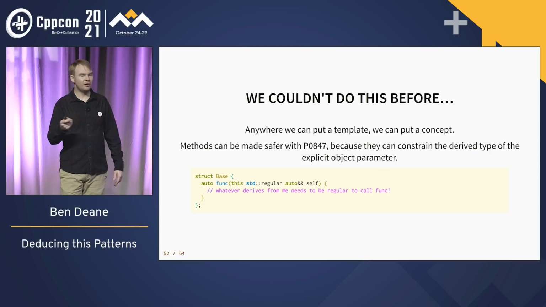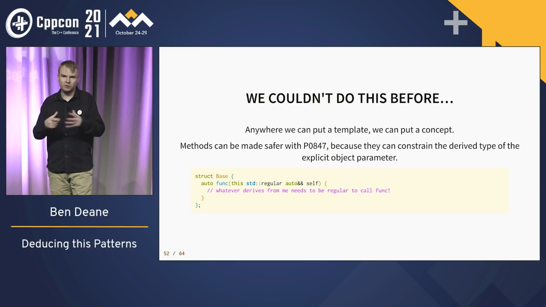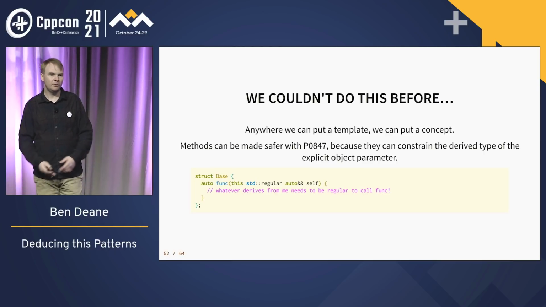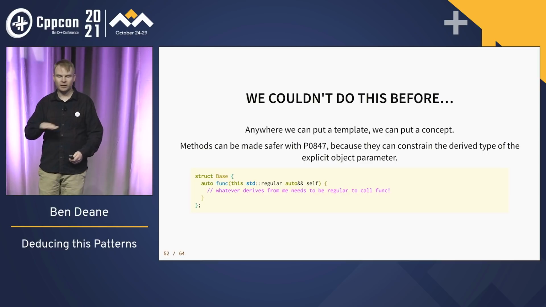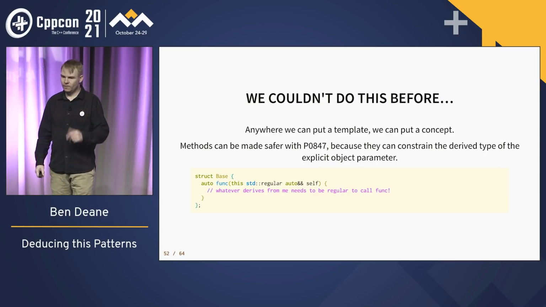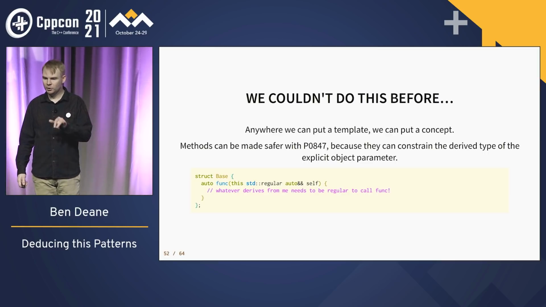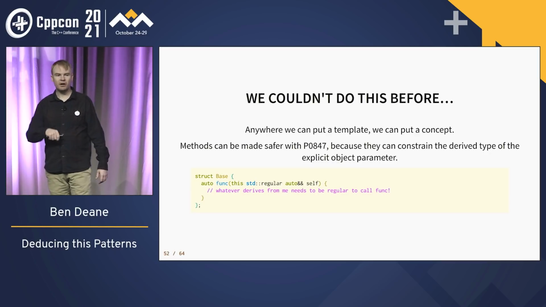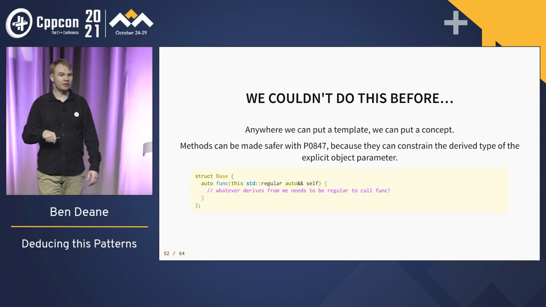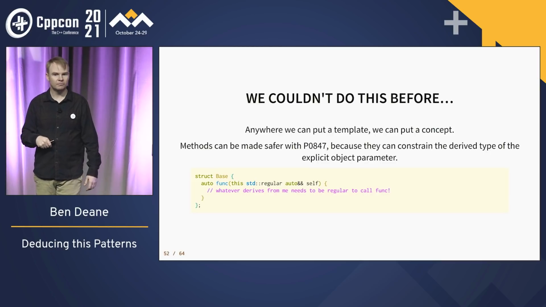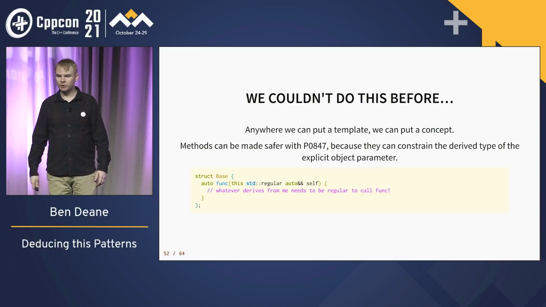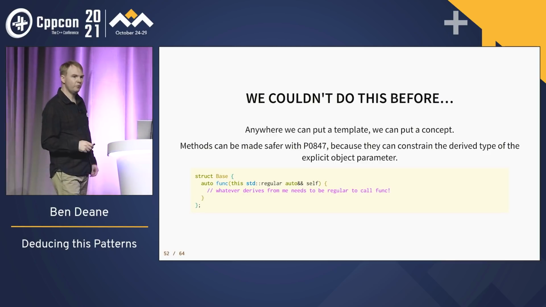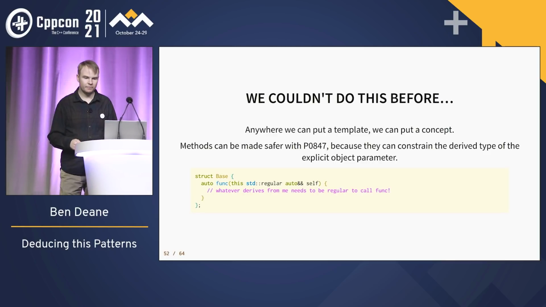And at the moment, I don't think there's a way to do this, because you can't really constrain who derives from you. I mean, you get to say whether it's public or private or whatever, but you can't say that if you derive from me, you had better be a regular type in order to call this function. And now with P0847, we can do things like this. Because, again, wherever we can put a template, we can put a concept.